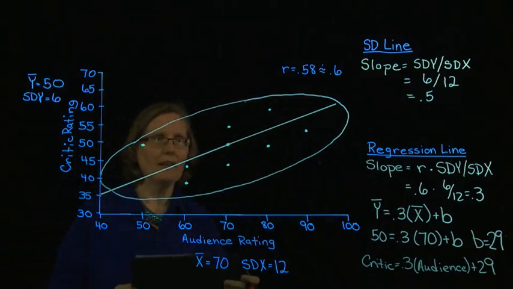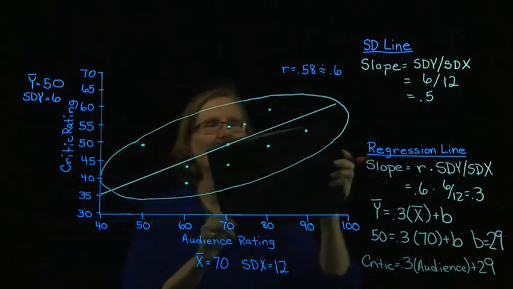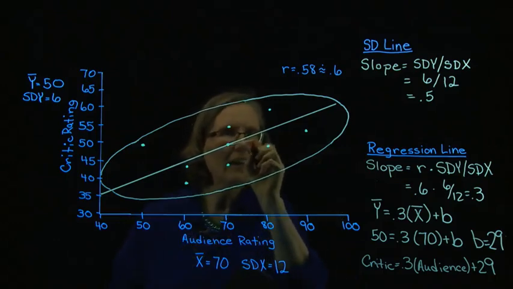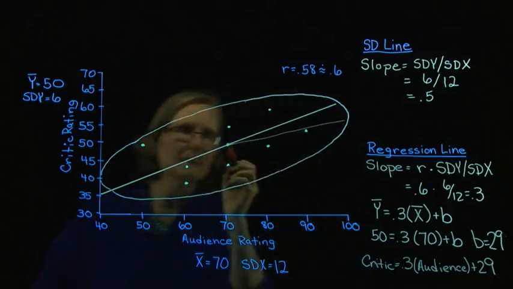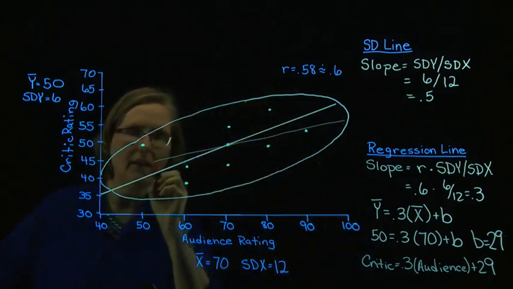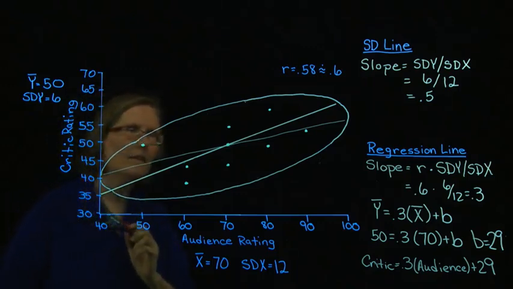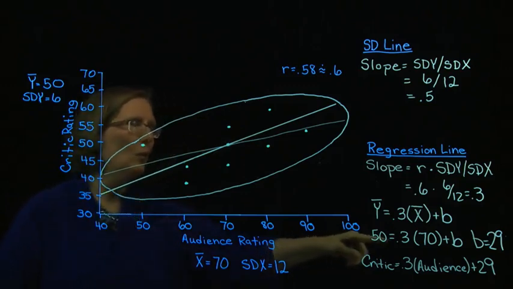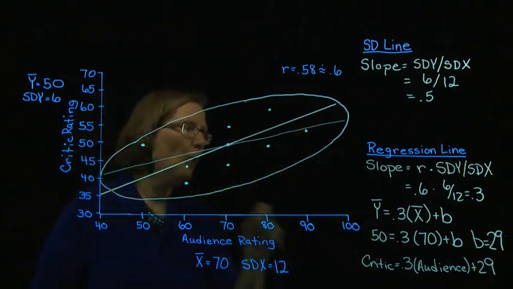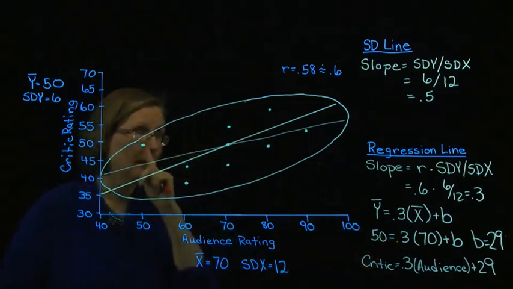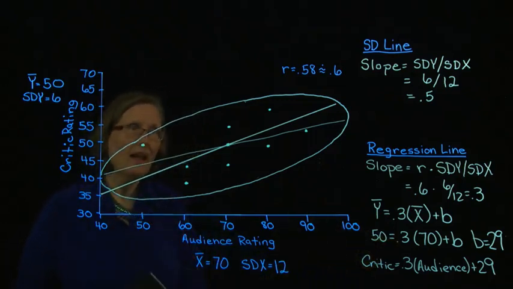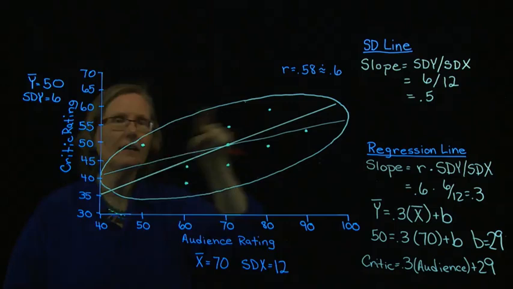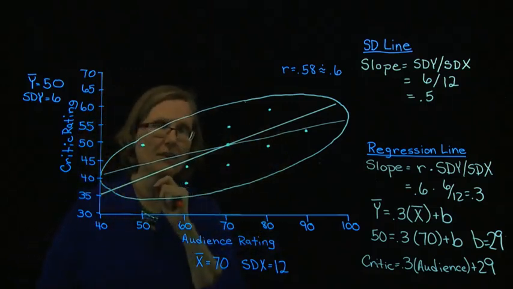Now to draw that in, I'm going to draw it in here. It's going to look something like this. It's going to be flatter than our SD line. And for 1 unit increase in x, y is going to increase by 0.3. Not so hard.